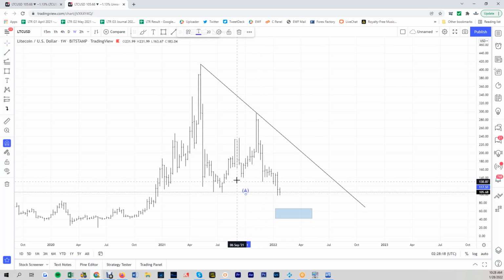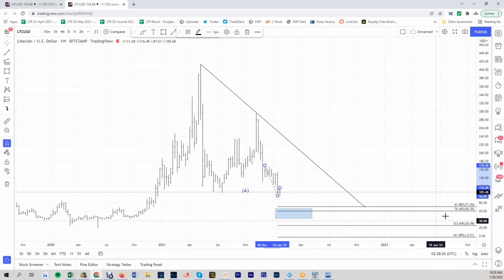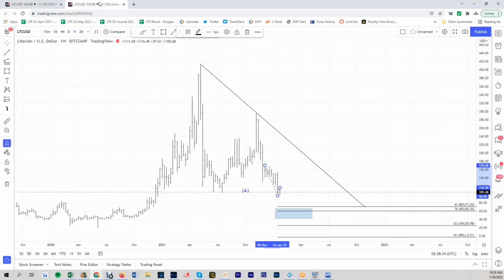So here, let's take a look at that. This is the B, this is the 1, this is the 2. Potentially we can next go to $71. I know it's a very big move, right? But it's possible to happen.